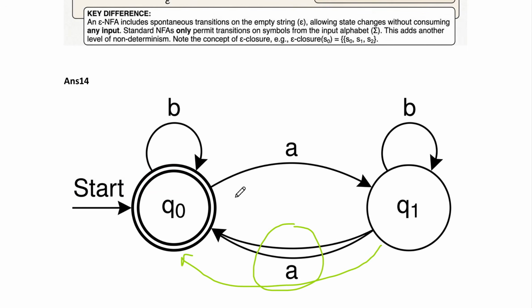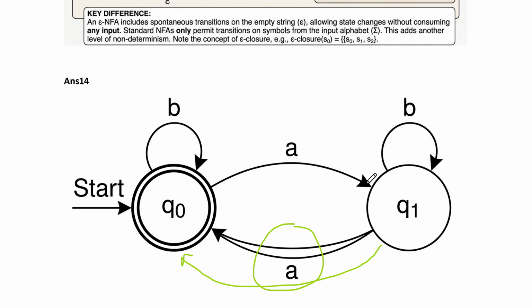But containing A in a multiple of 2. So we start from here. This loop means we can apply B any number of times. Then we apply A, we get the next state Q1. Then again we apply A. So starting from Q0, again we are reaching Q0, the final state. How many A's are there? 1 A, and then the number of A's becomes 2. Next time when you apply the next A, that is the 3rd A. Then again A. So after reaching the final state Q0, how many A's are there? 4. 4 is a multiple of 2 again.